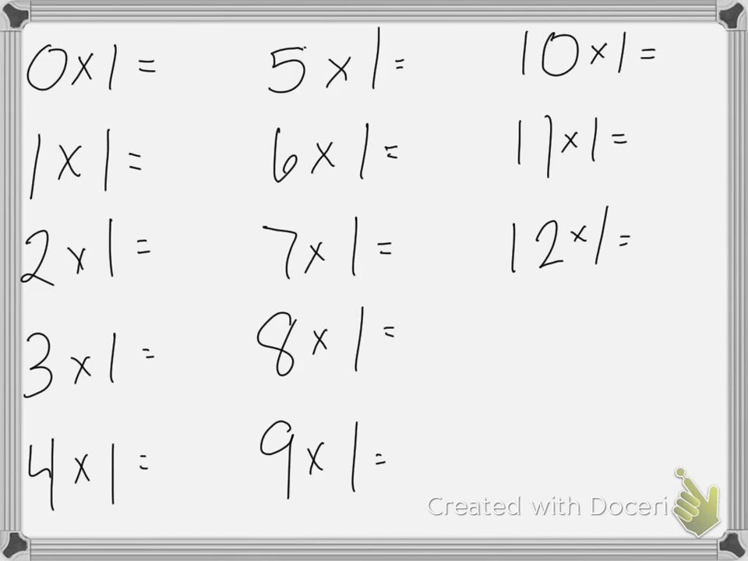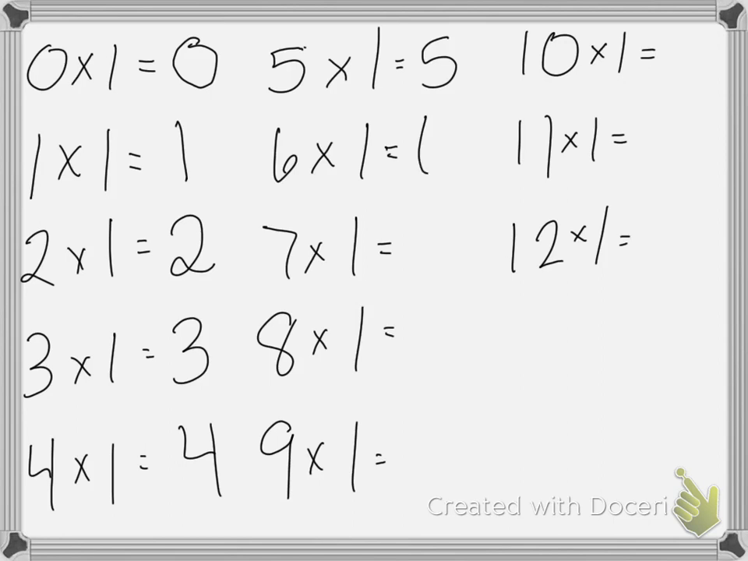Okay. So 0 groups of 1 equals 0. 1 group of 1 equals 1. 2 groups of 1 equals 2. 3 groups of 1 equals 3. Continuing in the same way, up to 10 groups of 1 equals 10. 11 groups of 1 equals 11. And 12 groups of 1 equals 12.